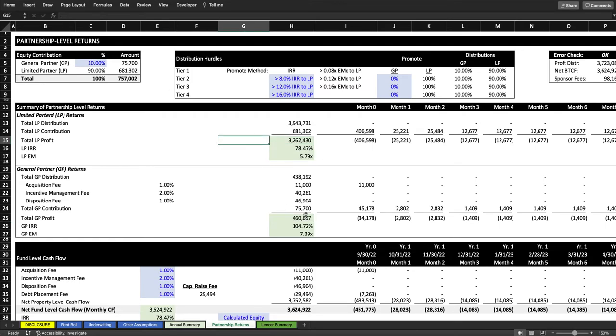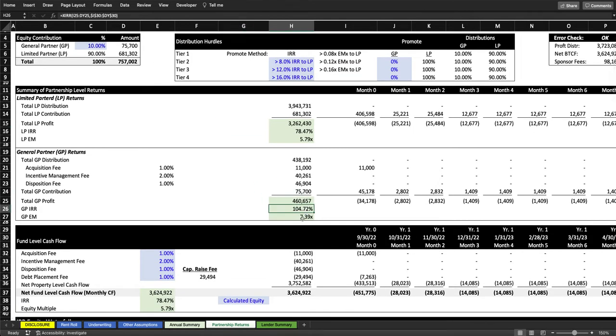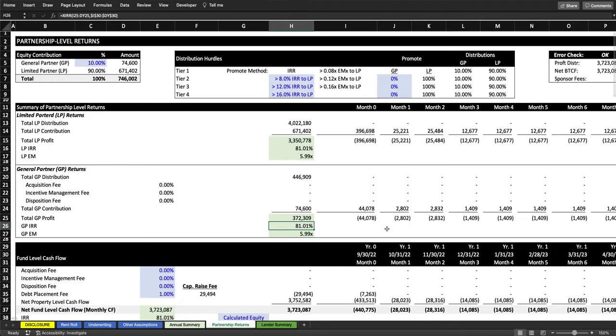And you'll also notice right now that the IRRs and equity multiples are different too, because the GP is receiving fees. But if we zero out the fees, you'll notice that the total IRR for both the GP and the LP, and the total equity multiple for the GP and the LP, are the same. However, what we could do is set incentive hurdles, right?